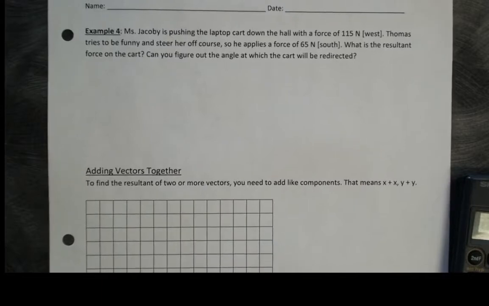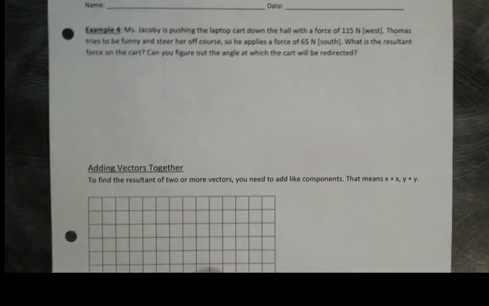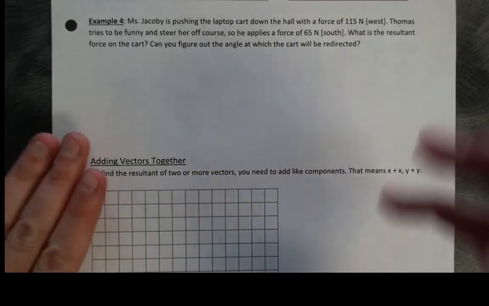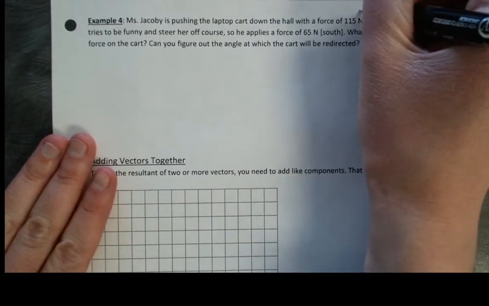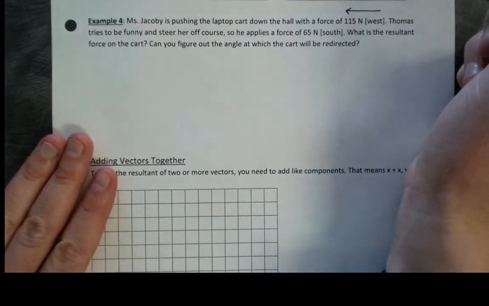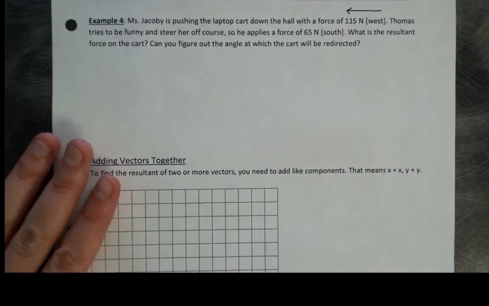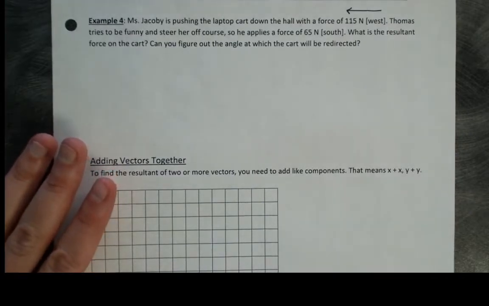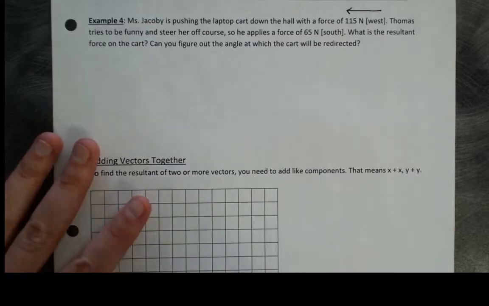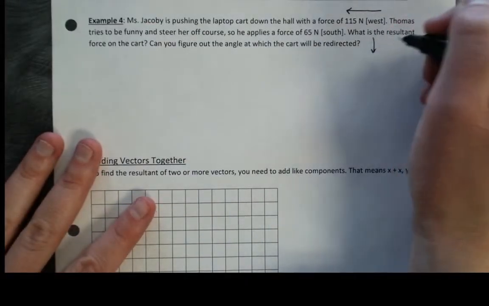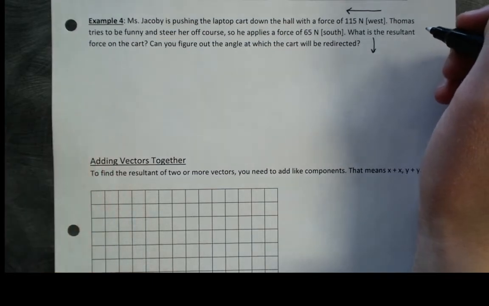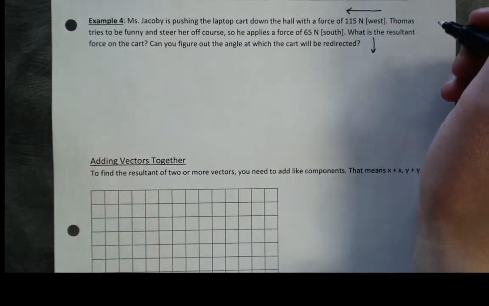Okay, Mr. Kobe's pushing the laptop cart down the hall with a force of 115 newtons to the west. So that will look like that. Thomas tries to be funny and steer her off course, so he applies a force of 65 newtons south. So 65 newtons south would be down. Okay, what is the resultant force on the cart?